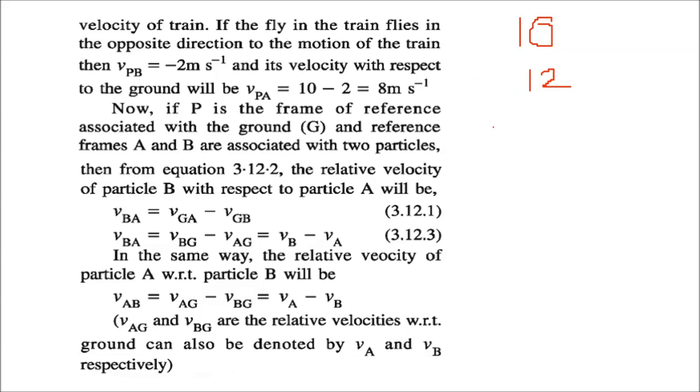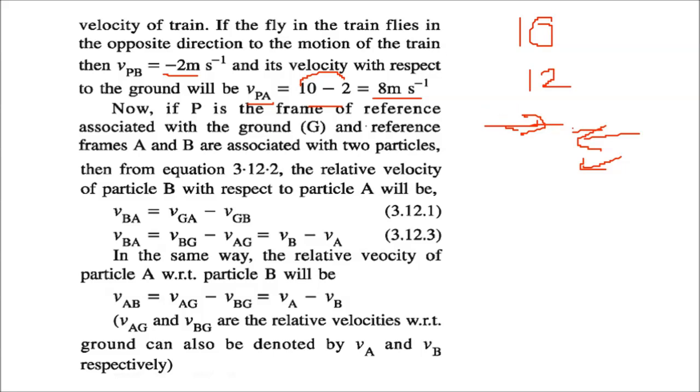Now assume that this train is going like this and the fly is going like this. So if the fly in the train flies in the opposite direction to the motion of the train, we have to take this as minus 2 meter per second. Applying the same formula, it will be not 10 plus 2 but 10 plus minus 2, that is 10 minus 2. So now the speed decreases. When they are in the opposite direction, the speed has to be subtracted.